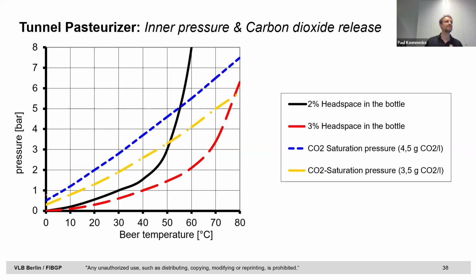So there will be a point where the saturation pressure is not the pressure which is in the headspace, and there will be a point where those lines are meeting, for example. When you have a saturation pressure of 3.5 grams carbon dioxide per liter, which is the yellow line, in a 3% headspace bottle you can have your beer at certain temperatures for a certain time without a problem, and at a certain point this will just go straight up, and this is why you have to be very careful. This is why you also do this very slowly.